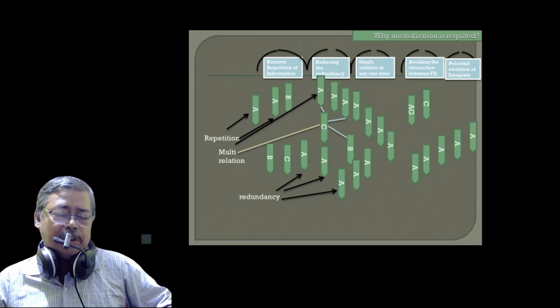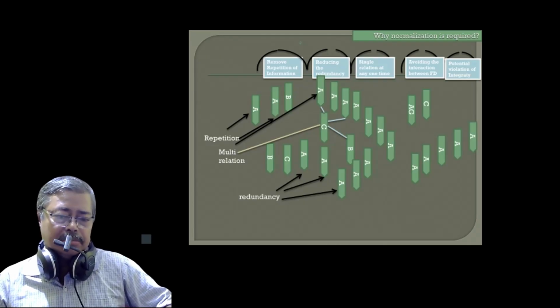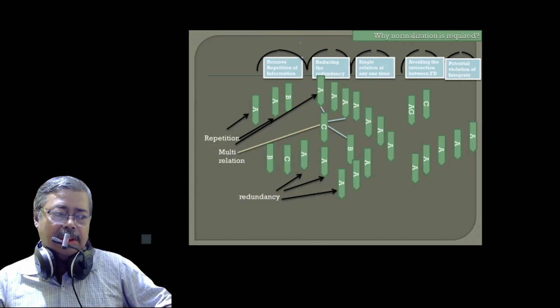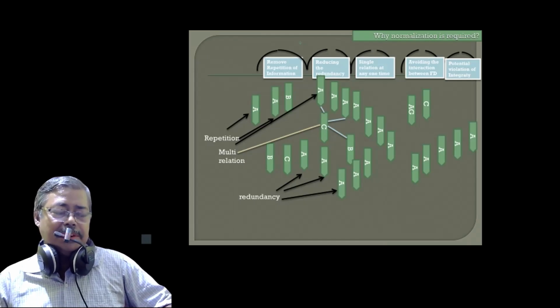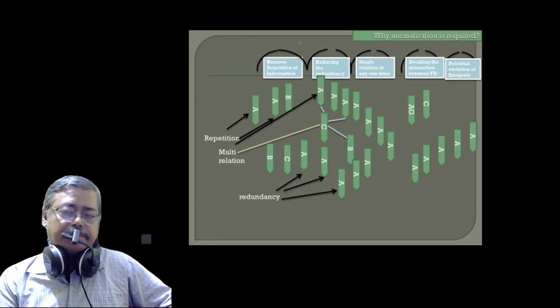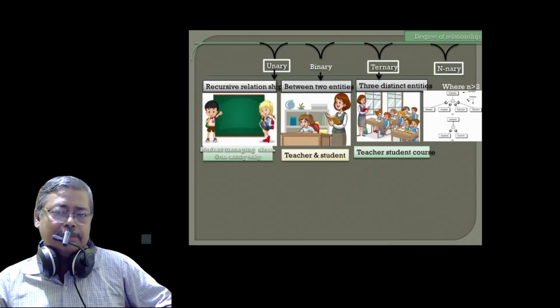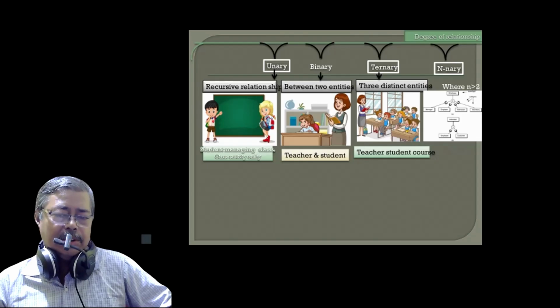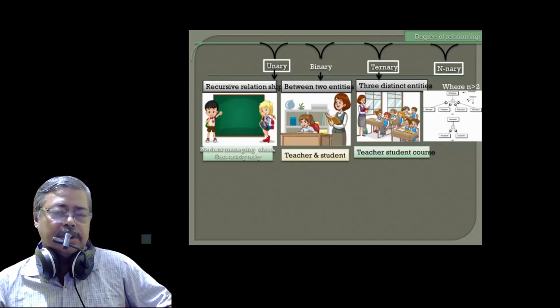So in the normalization form, we have to remove the repetition of the knowledge. Multi-relationships will be removed. Redundancy of the data will be removed, and also the potential violation of the integrity will be removed. After removing those, we are going to the first normal form. But before going to first normal form, we want to discuss the degree of the relationships.